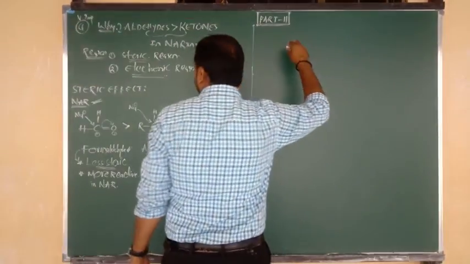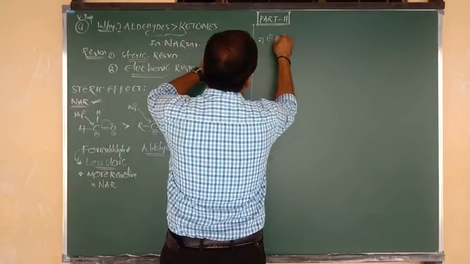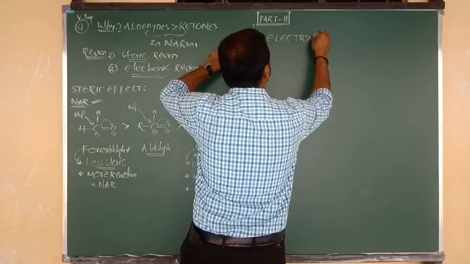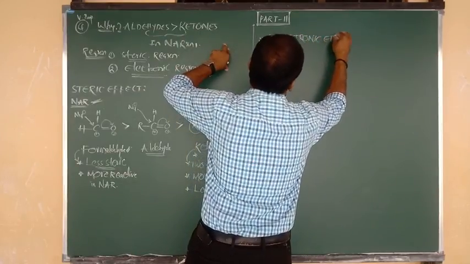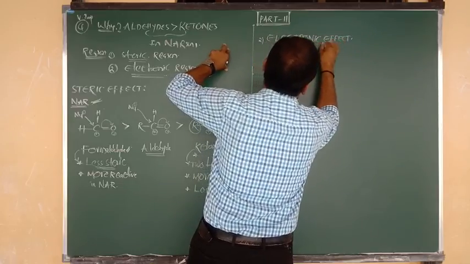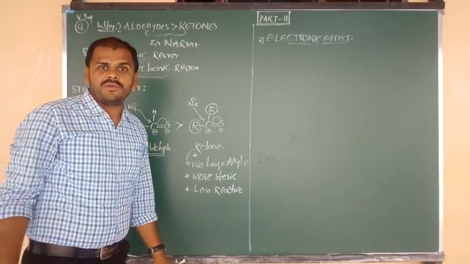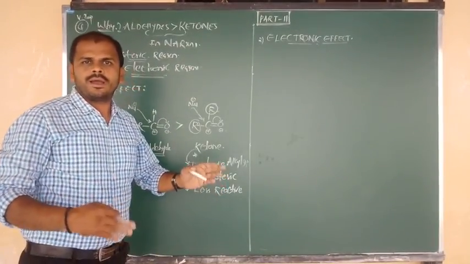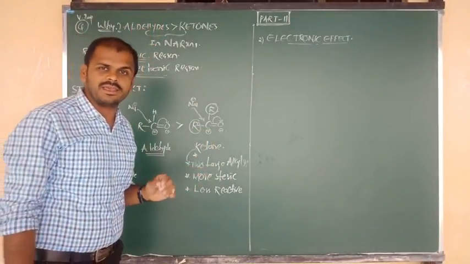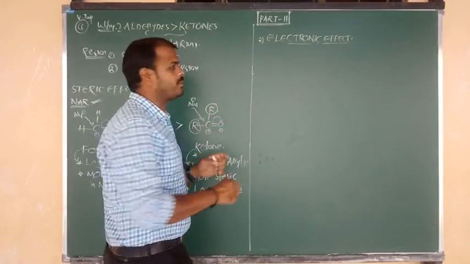Yes, beta. I am going to explain the second effect, that is the electronic effect. What is meant by electronic effect? How is it responsible, and how does it give the proof that aldehydes are more reactive than ketones towards NAR? I am going to explain. Once again, I am going to do it using examples.